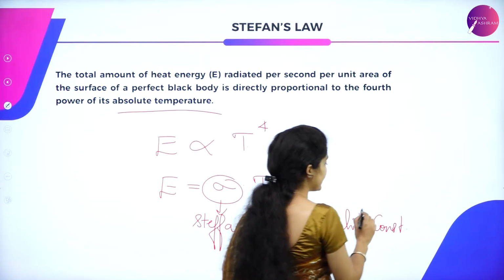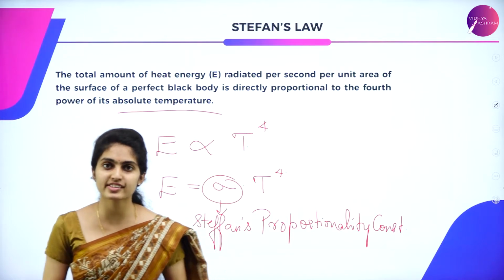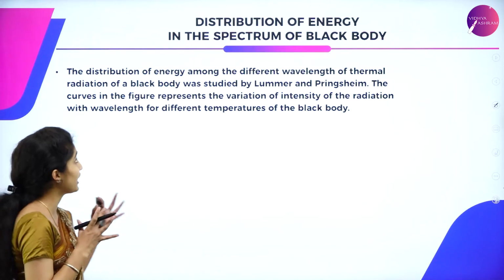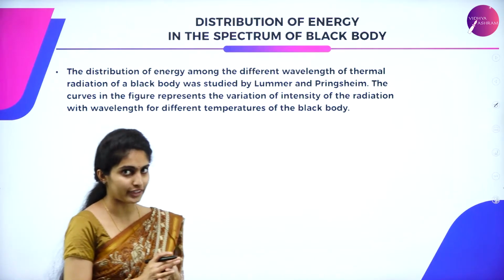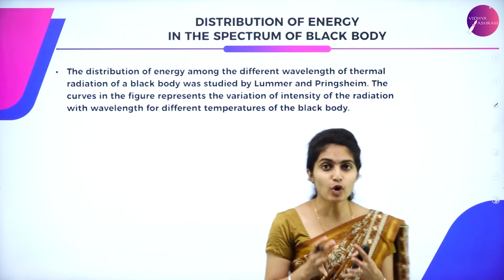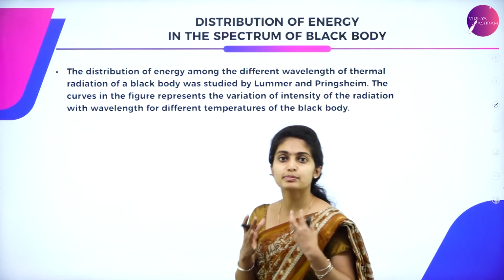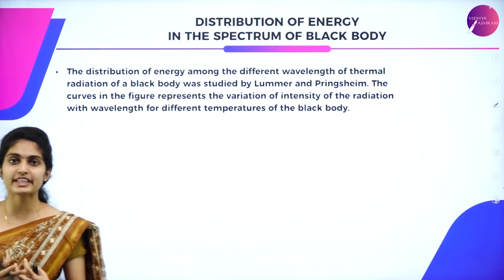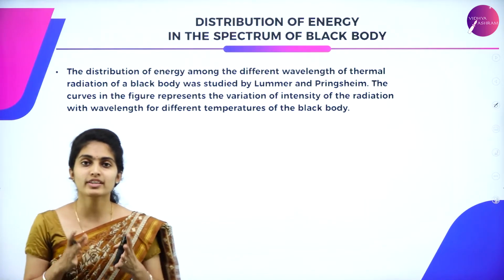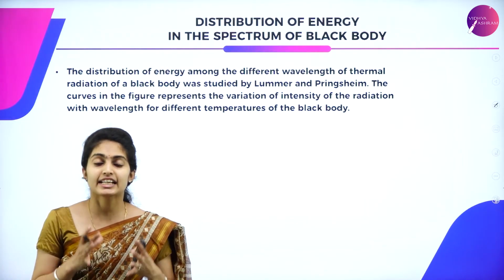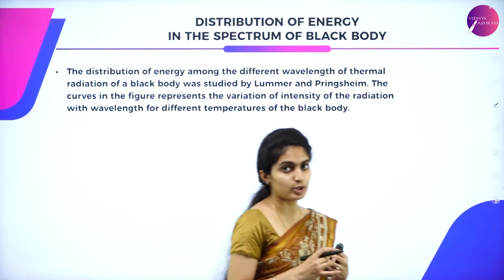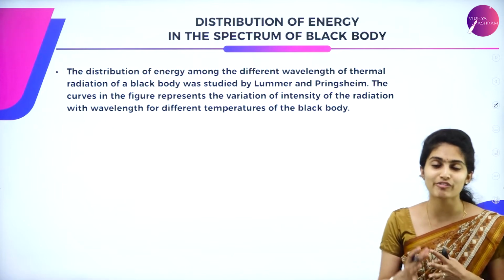Stefan's proportionality constant. This is all about Stefan's law, after which we'll be studying the distribution of energy in the spectrum of a black body. So you all know a black body means one which absorbs all radiations. So when this black body absorbs radiation, what are the conditions over here? It doesn't emit. There is no emittance, there is no reflectance, there is only absorptance. So absorptance is equal to 1.